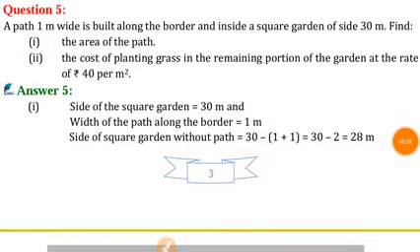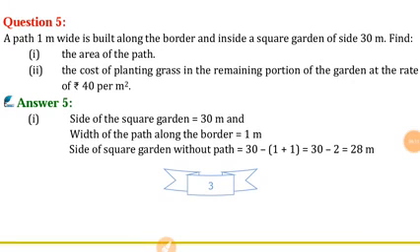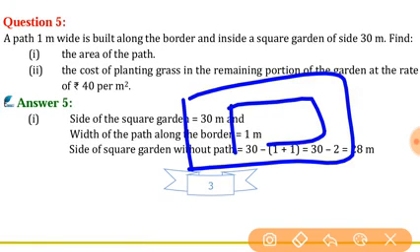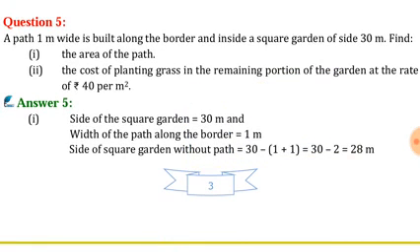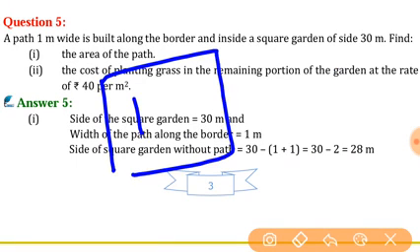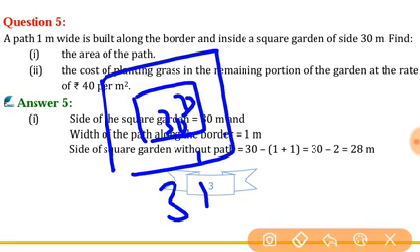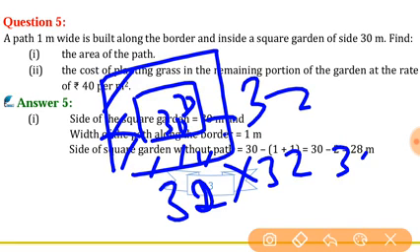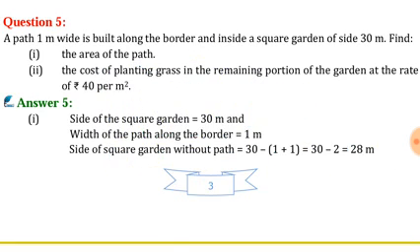Question number 5. A path 1 meter wide is built along the border and inside a square garden of side 30 meter. Here 30 into 30 is there, and 1 meter path means the outer is 32 into 32. Find the area of the path, so this area we have to find. So 32 into 32 minus 30 into 30, we have to do.